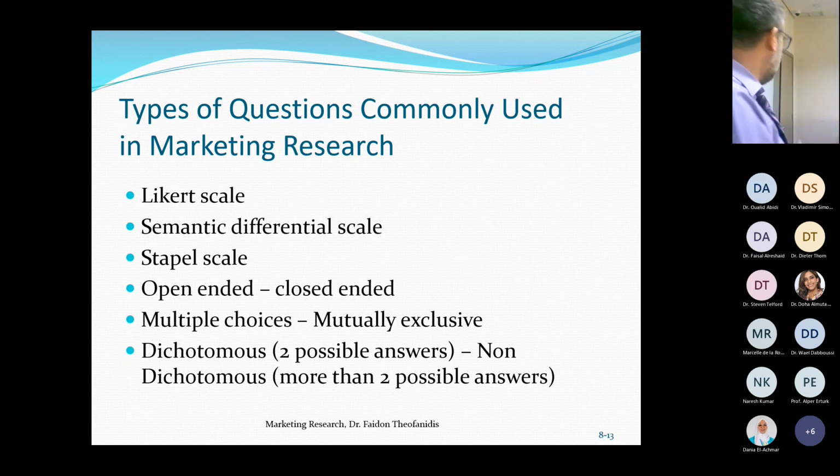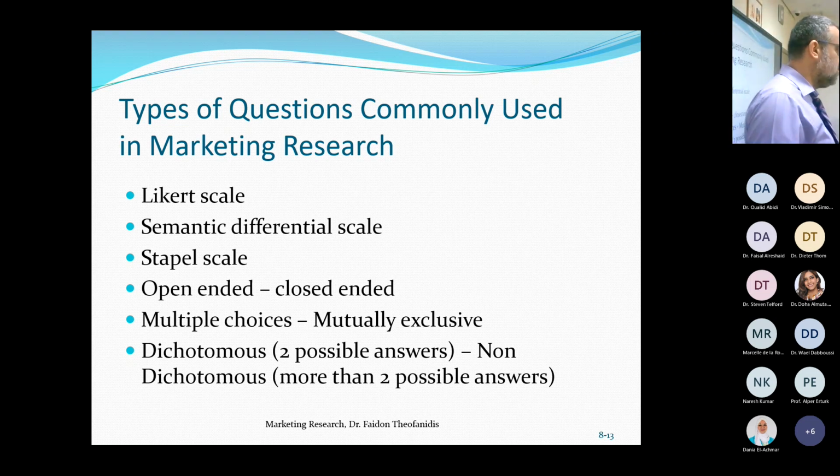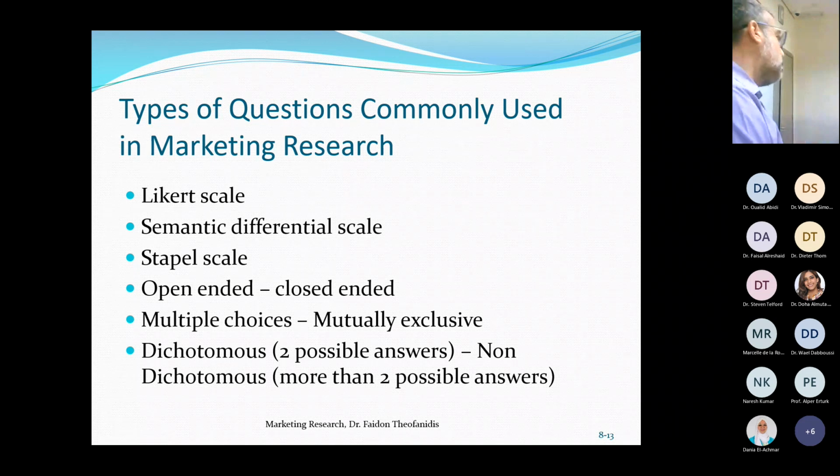Now, if you have more than two options, then it is non-dichotomous. Not only two available options. So, for example, what is your favorite color? Non-dichotomous. You can have hundreds of favorite colors. Or what is your age? There are not only two values of age. You can be 1 year old, 2, 3, 4, 5, 6, 7, 8, 9.